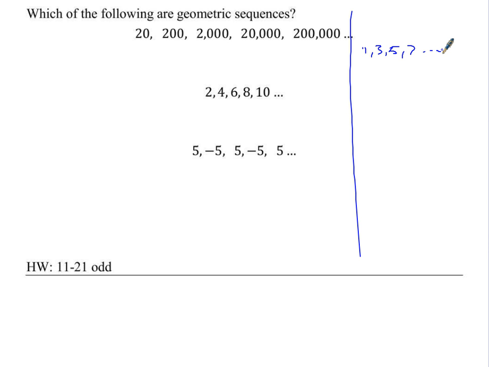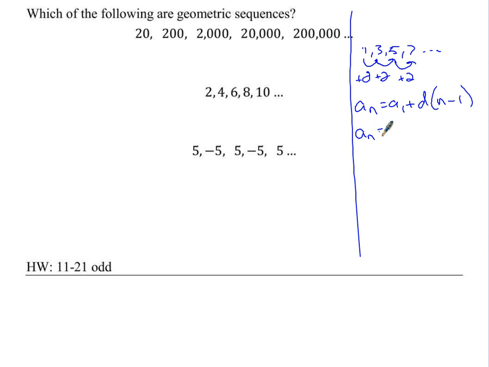This is an arithmetic sequence though, because, and hopefully this will jog your memory, what are we doing to go from 1 to 3? We're adding 2. What are we doing when we go from 3 to 5? We're adding 2. What are we doing when we go from 5 to 7? Adding 2. And that was an arithmetic sequence. From that, we could generate a formula, which was a sub n equals a sub 1 plus d times n minus 1.